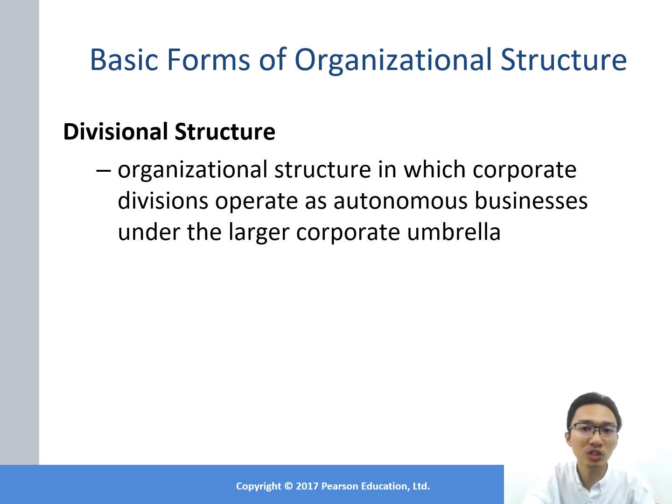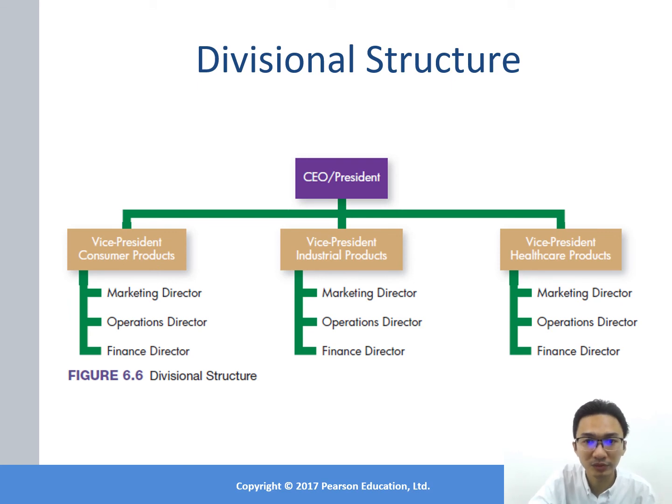Organizations that use this approach are normally structured around several product-based divisions, and the head of each division may be a corporate vice president if the organization is large enough, or maybe a divisional president. Let's take a look at the example of divisional structure. Okay, this is the example of divisional structure.